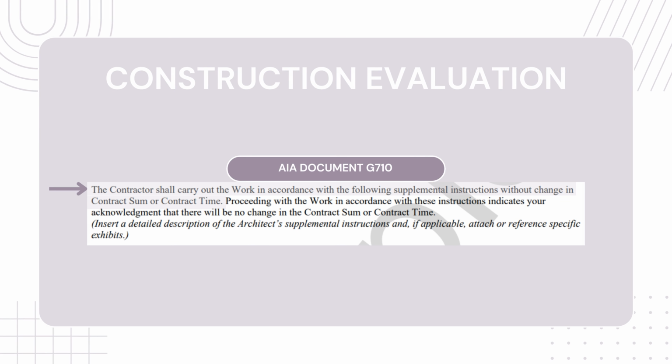AIA Document G710, Architect's Supplemental Instructions, allows the architect to issue an order for a minor change without the approval of either the owner or the contractor. That is shocking, isn't it?